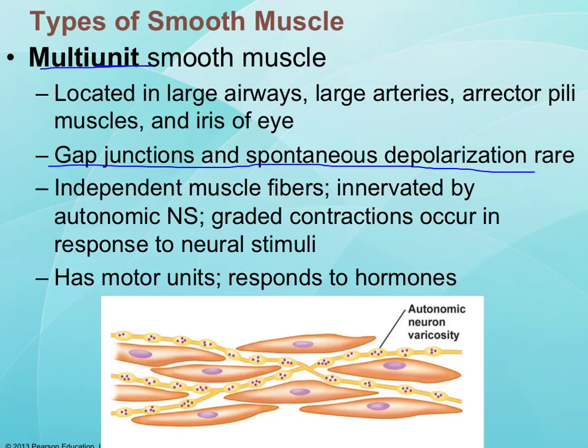Those multi-unit smooth muscle fibers are innervated by the autonomic nervous system. It's the ANS. The ANS controls those involuntary functions of our body. We also can see graded contractions occur in those smooth muscles in response to neuron stimulus. And also there are motor units, and they respond to hormones. The hormone response part is very similar to the smooth muscle, and the motor unit is closer to the skeletal muscle here.